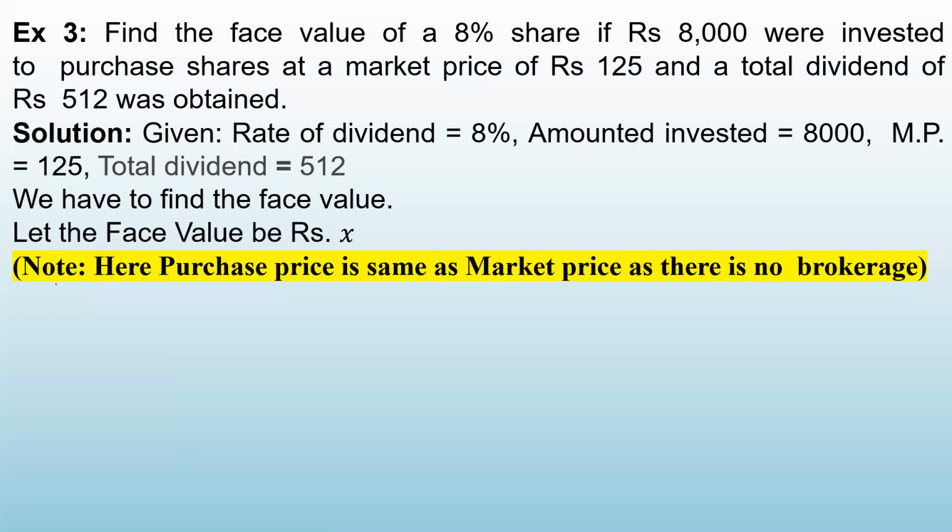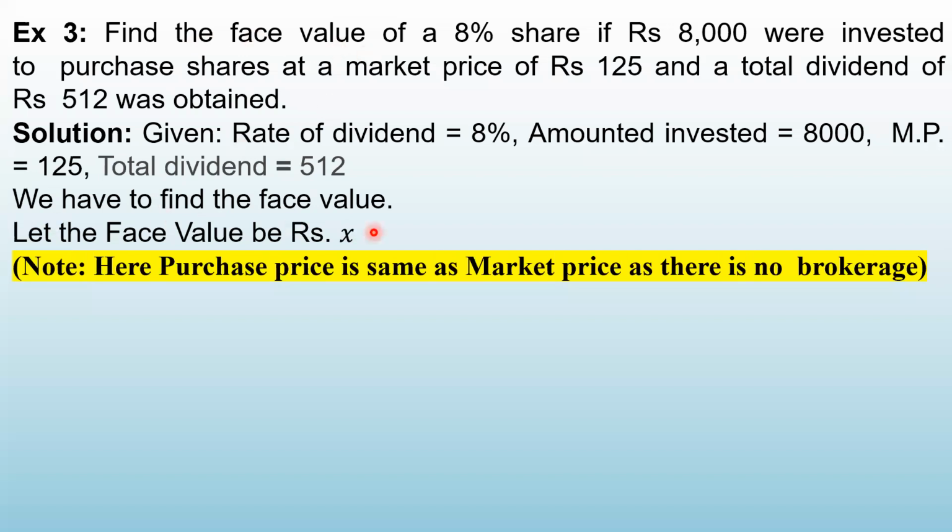So, for example, here you are given the rate of dividend as 8%, so I have written here 8%. 8,000 was the amount invested. To purchase shares at a market price of 125, so this 125 is the market price. And what is the total dividend? Total dividend is 512. What do you have to find out? You have to find the face value.